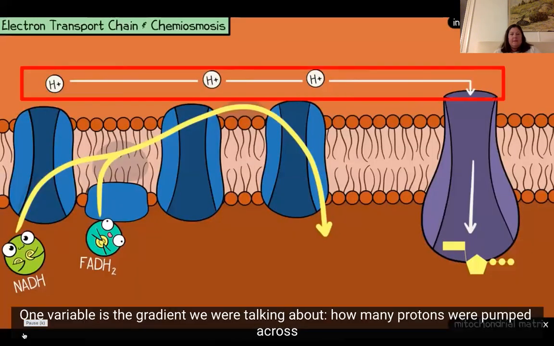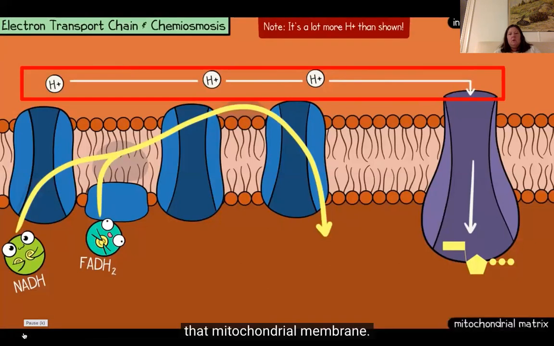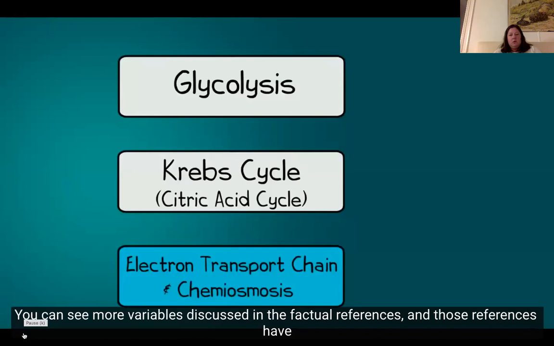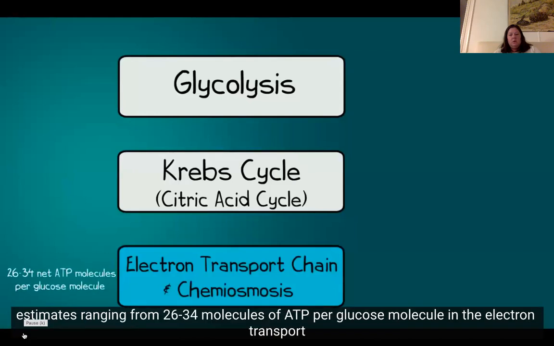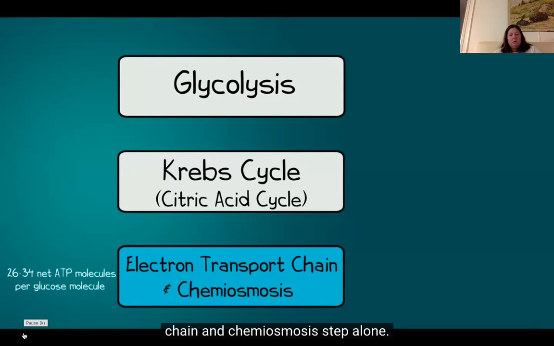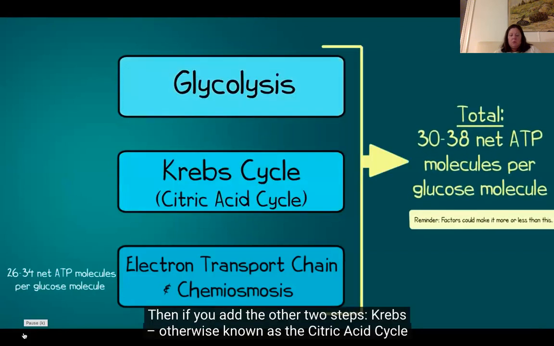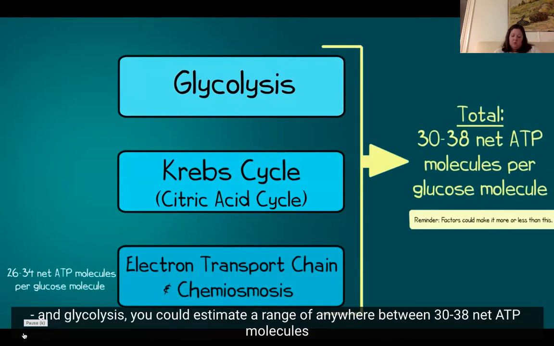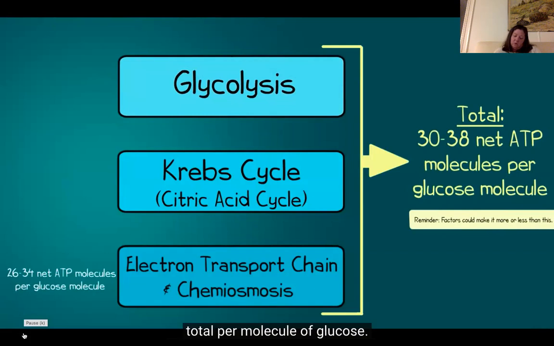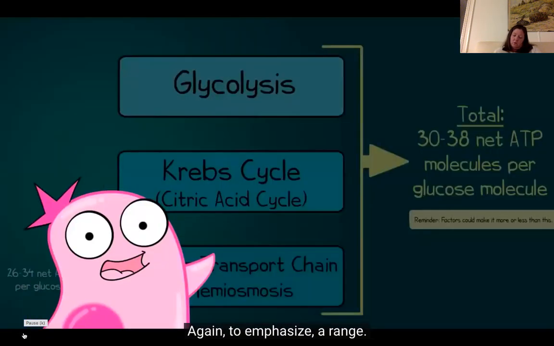One variable is the gradient we were talking about, how many protons were pumped across the mitochondrial membrane. You can see more variables discussed in the factual references, and those references have estimates ranging from 26 to 34 molecules of ATP per glucose molecule in the electron transport chain and chemiosmosis step alone. Then, if you add the other two steps, Krebs, otherwise known as the citric acid cycle, and glycolysis, you could estimate a range of anywhere between 30 to 38 net ATP molecules total per molecule of glucose. Again, to emphasize a range.